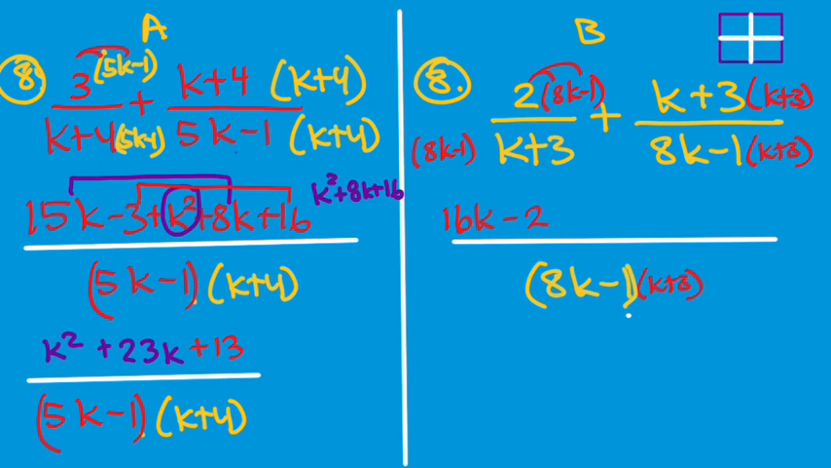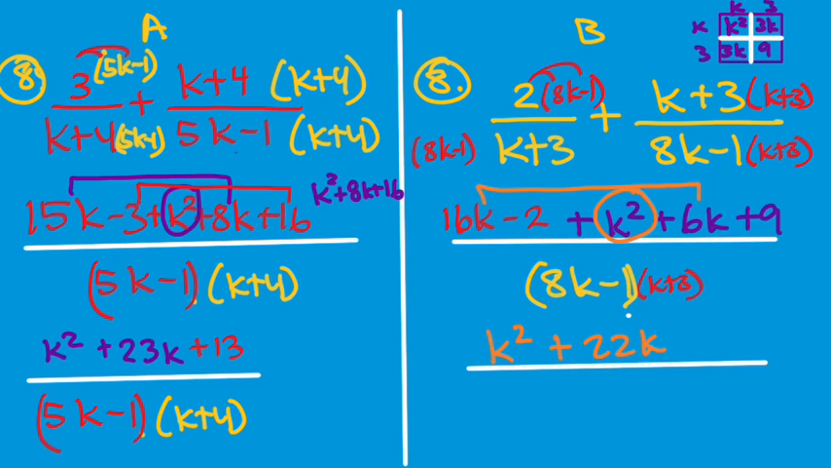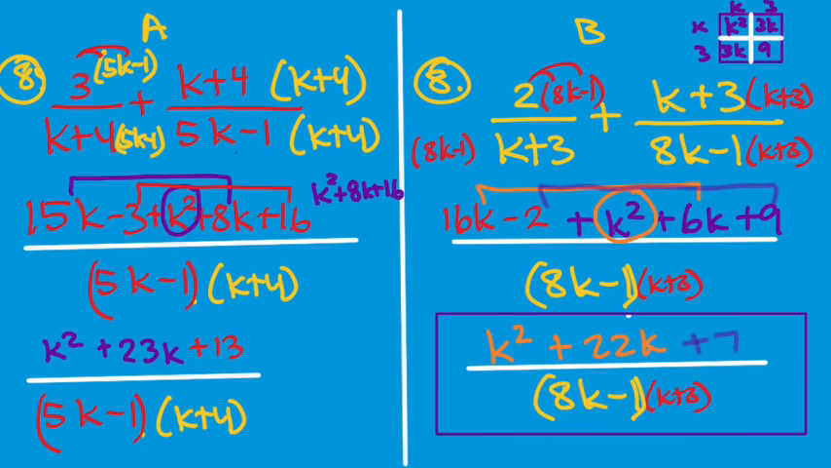Same thing on the B version. I distribute, but on the next one, k plus 3 times k plus 3 is a box, FOIL, or stack. I used box, and end up with k squared plus 6k plus 9. I combine my like terms, and I get my answer.